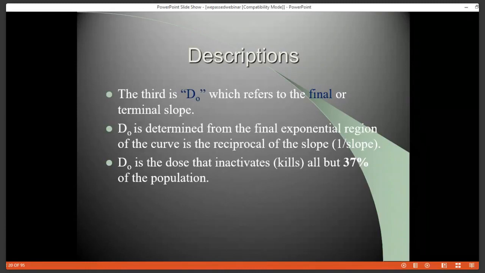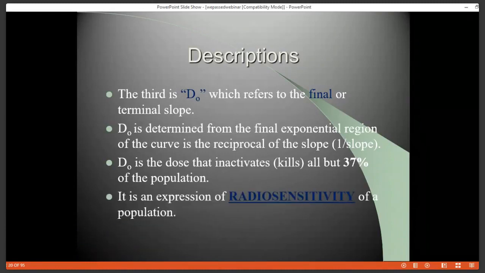And no matter what cell population you look at, if you look at their cell survival curves and you take the inverse of the slope, you end up with a dose that always kills all but 37% of the cell population. And because it always represents the same thing, we can compare cell populations to other cell populations by looking at their D0 doses.